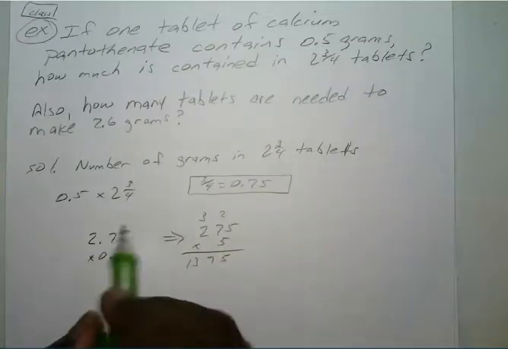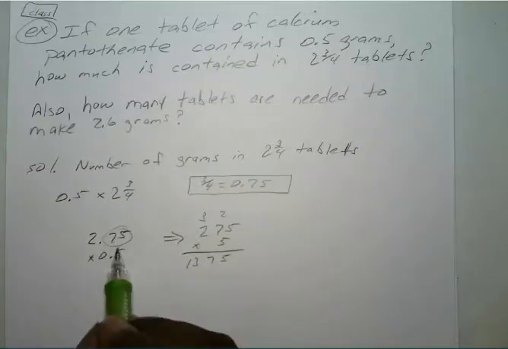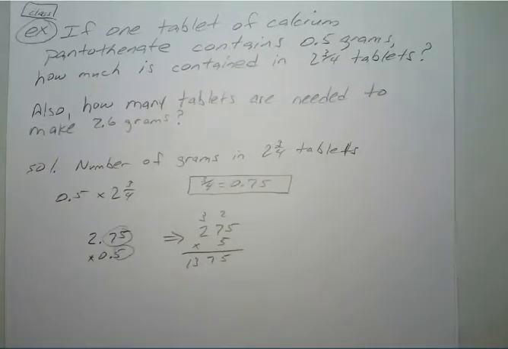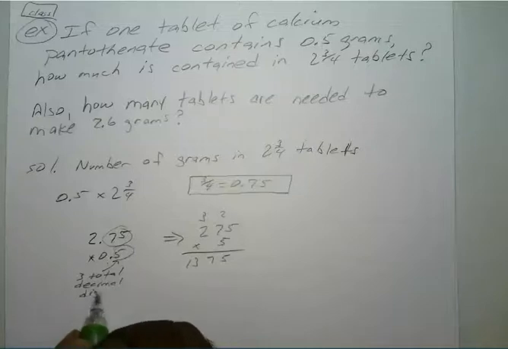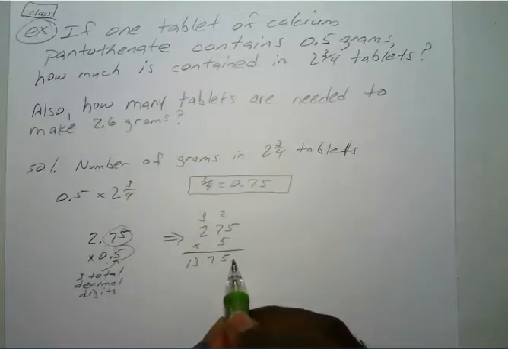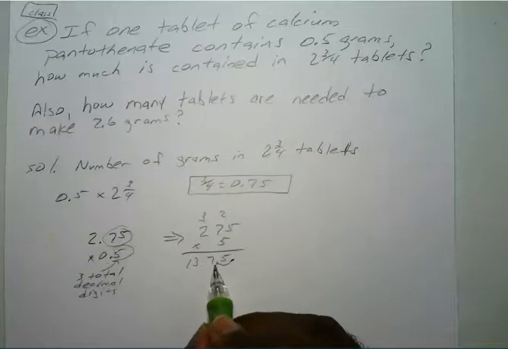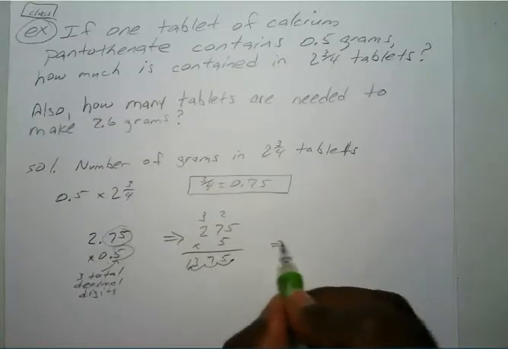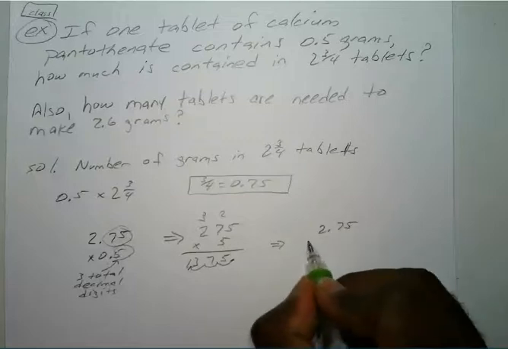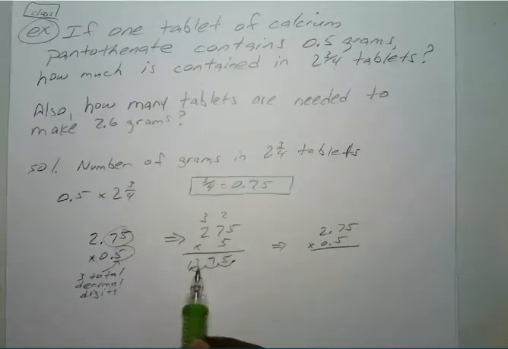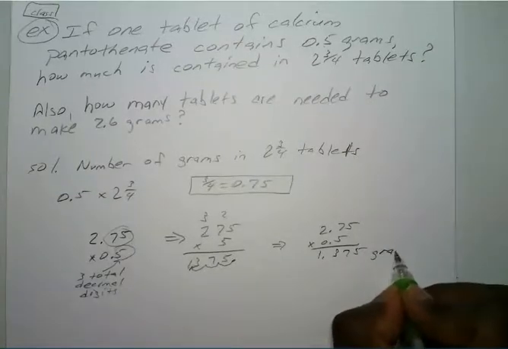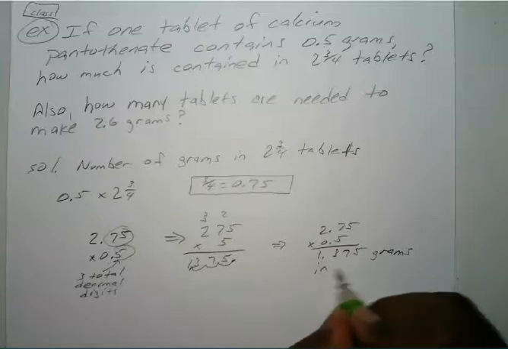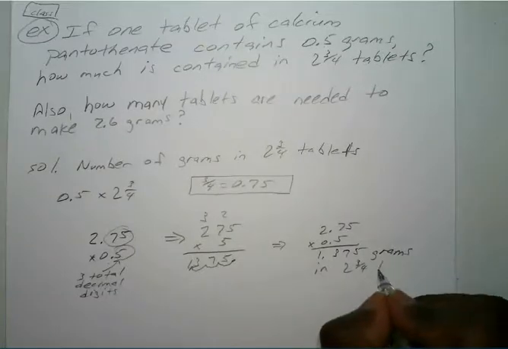Now we have 2 decimal spaces here and 1 decimal space there, so we have a total of three decimal digits. That means we put our decimal at the end and move it to the left 3 places: 1, 2, 3. So we know that 2.75 times 0.5 is equal to 1.375 grams in 2 3/4 tablets.